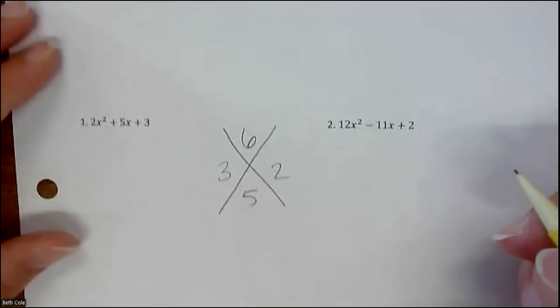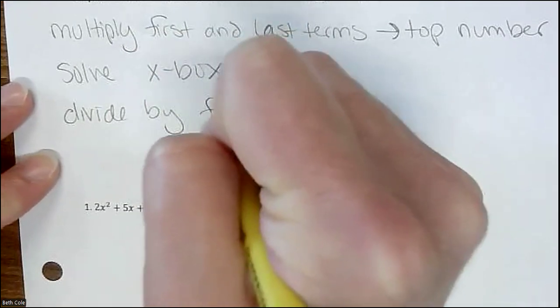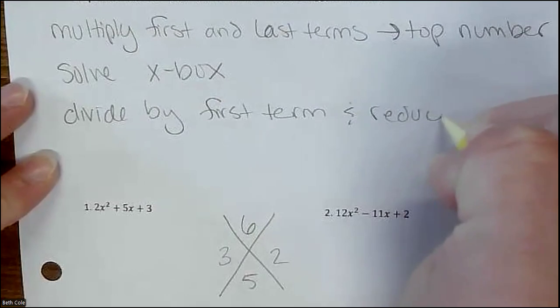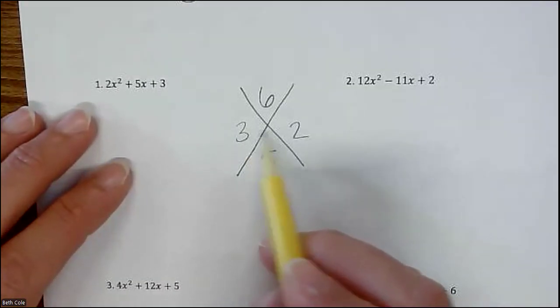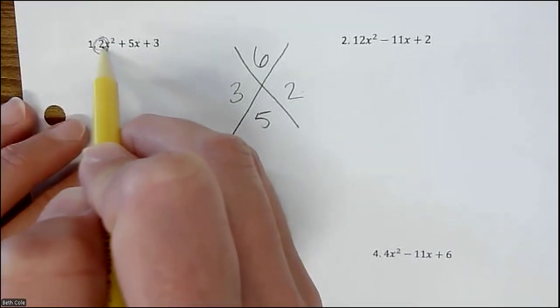All right, then you are going to divide by the first term and reduce. If you have trouble reducing fractions, a calculator will do it for you. Let me put my Desmos up and I'll show you when I get there. Okay. So you're going to divide by the first term and reduce. I'm going to take both of these and divide by 2. Do you see how that's my first number?